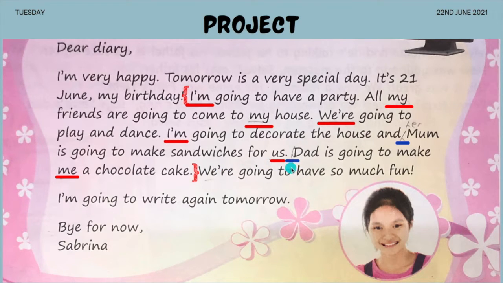Okay, something missing here. The one I underline in blue, with her dad. Her dad is going to make her a chocolate cake. Full stop. That's all. Those are the answers for question number 2. So if you missed something, please replay. Alright, so these answers for question 1 and question 2, I want you to write on Padlet.